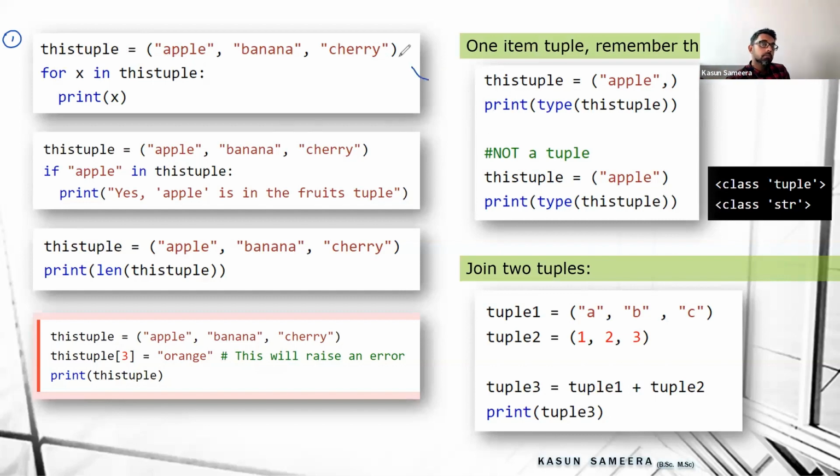From brackets. Right. Normal brackets, it's a tuple. If it is list, you need to use square brackets.